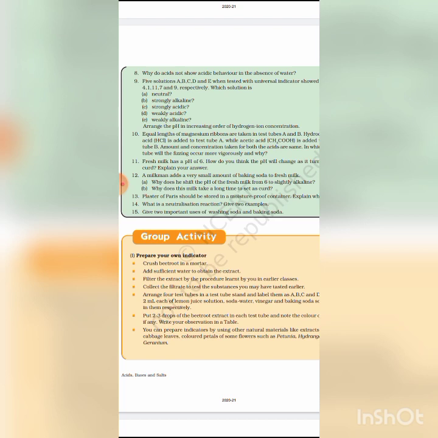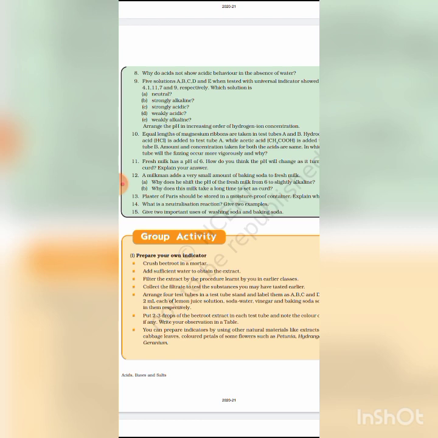Now baking soda, sodium bicarbonate NaHCO3, is used in fire extinguishers, and in the preparation of baking powder. Baking soda is also used in soda water. Okay.